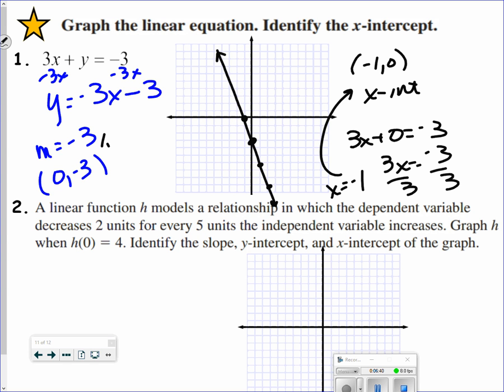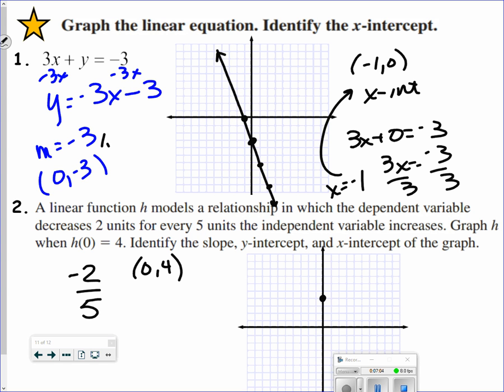The linear function h models the relationship in which the dependent variable decreases by 2 for every 5 units of the independent variable. So now we're going down 2 over 5, so that's my slope. The h of 0, this is my y-intercept, is 0, 4. So that's enough information to graph.